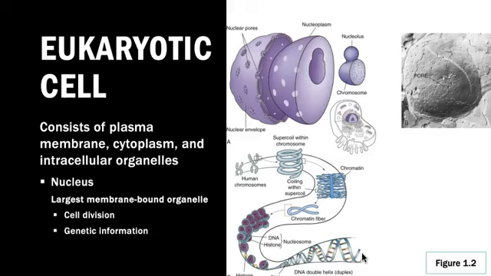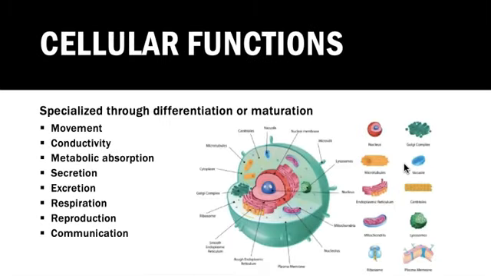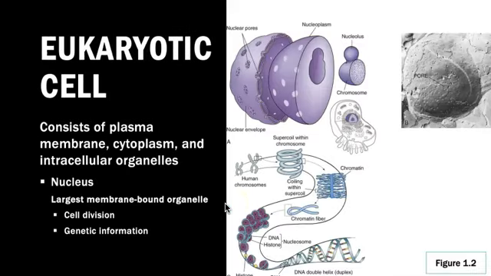A lot of this should be review for you, so pat yourself on the back if you remember all of this. We know that this cell is going to consist of a plasma membrane. So let me back up so that we have a picture of our full cell. So here we see the plasma membrane surrounding the entire cell. And then we've got our cytoplasm, which is really going to be that fluid-filled area of the cell between the organelles and the nucleus. And then we have our intra, meaning inside, cellular organelles.